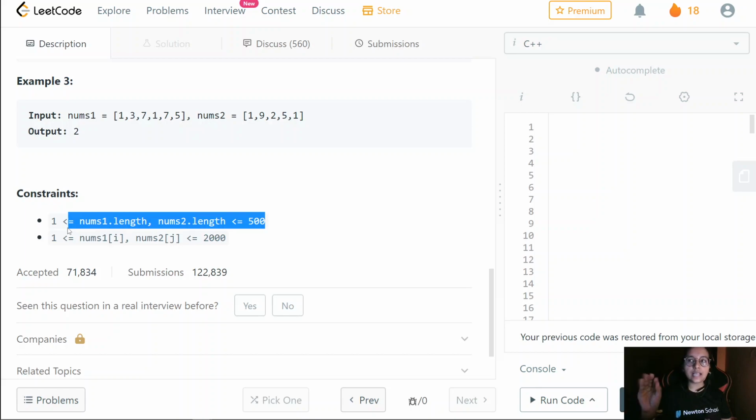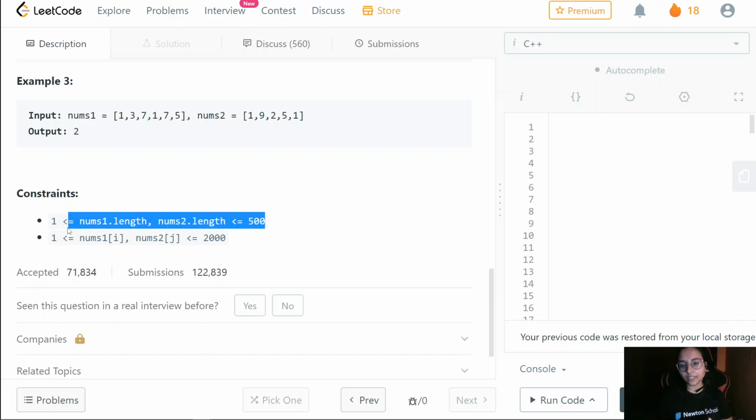According to this, as it is 10 raised to power 2, we can go ahead with 10 raised to power 4, and even 10 raised to power 6. Till then there won't be any TLE. So an order of n solution would work, an order of n log n solution would work, and even order of n square will also work here. So these are the range of solutions which could work here.